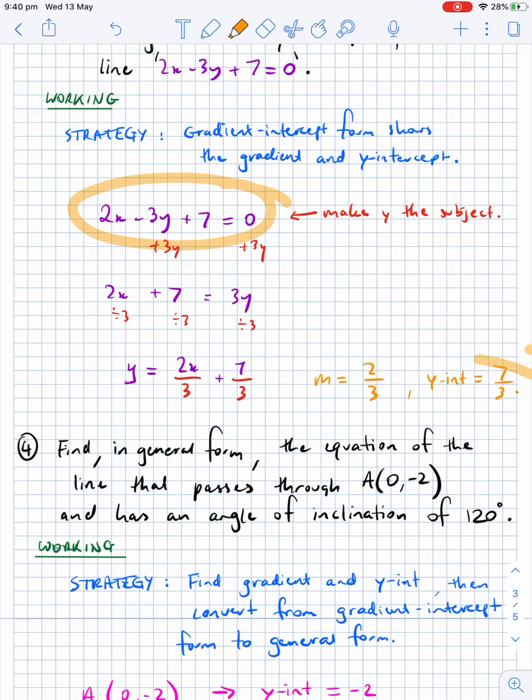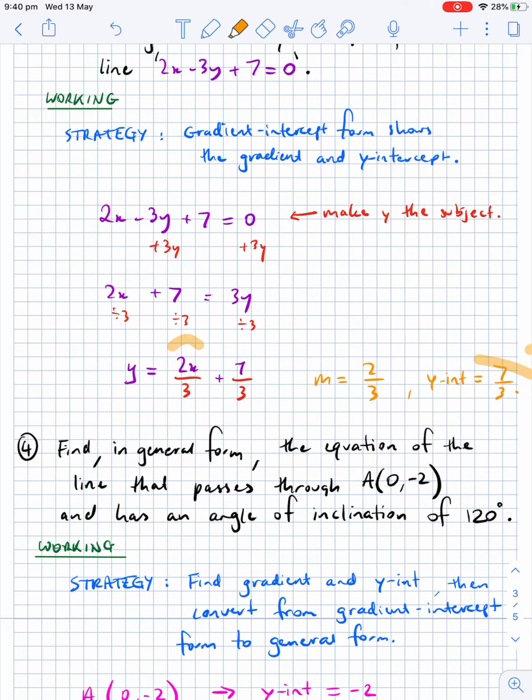Okay, so change this to gradient intercept form by making y the subject. So we want to get this y by itself. Well, it's minus 3y at the moment. We can plus 3y to both sides to move this to the other side. So we get 2x plus 7 equals 3y. We can get y by itself by dividing by this 3. We do that to both sides.